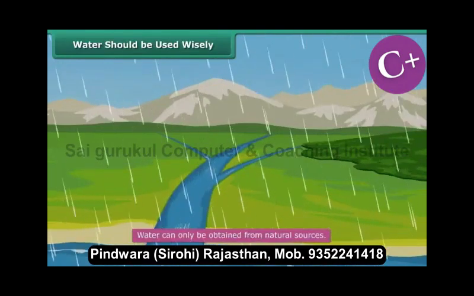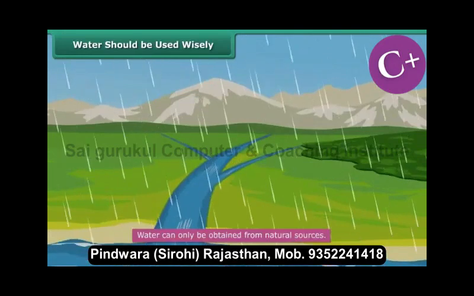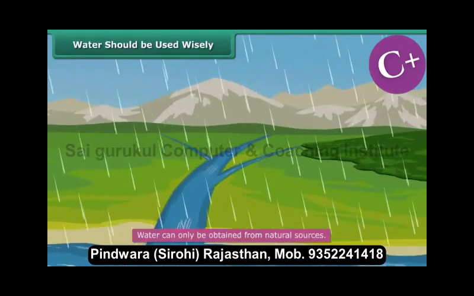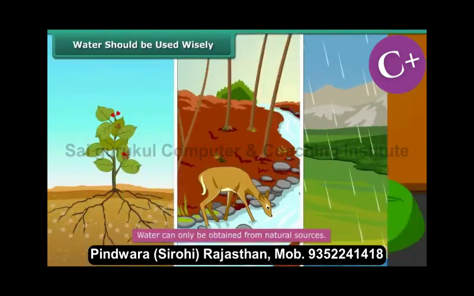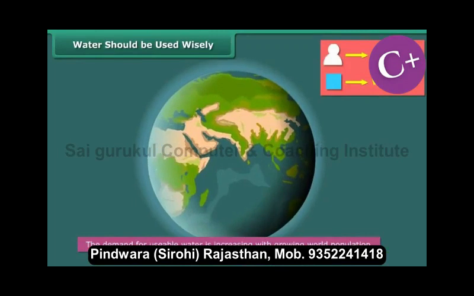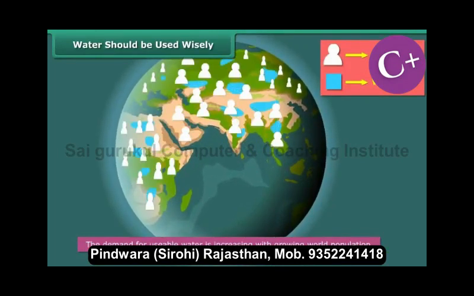Water can be obtained from natural sources only. A very small fraction of the total water available on earth is fit for use by plants, animals, and humans. The demand for usable water is increasing with rising population. As a result, the shortage of water is acute in various parts of the world. The scarcity is only likely to worsen in the coming years.